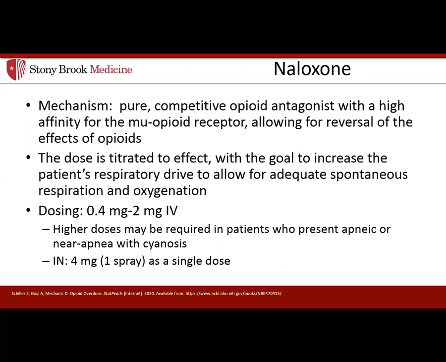Since naloxone has such a short half-life, it can be administered every 2 to 3 minutes. And since the duration of action is shorter than that of opioids, repeat doses are typically needed, so you can expect to give repeat doses of naloxone. I have here the intranasal dosing as 4 milligrams, 1 spray as a single dose. I also want to point out that in some cases, such as an overdose of a long-acting opioid like methadone, intravenous drips of naloxone may be useful as well. So just keep your eye out for if you ever see a naloxone drip.